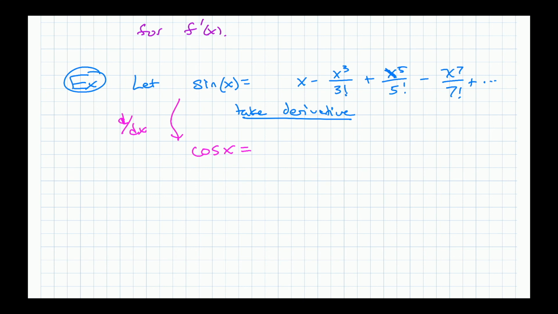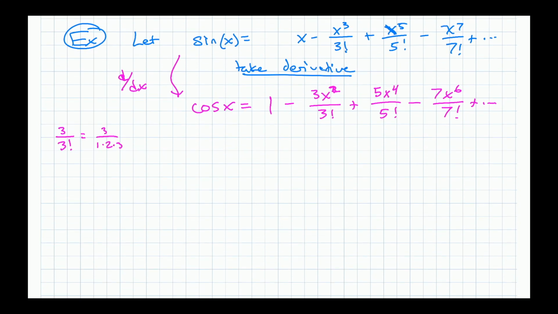So the derivative of x is 1. The derivative of x cubed is 3x squared over 3 factorial. The derivative of x to the 5th is 5x to the 4th over 5 factorial. 7x to the 6th over 7 factorial plus dot dot dot. But you can simplify these because, for example, 3 over 3 factorial is 3 over 1 times 2 times 3. But 3 over 1 times 2 times 3 is actually 1 over 1 times 2, right? Because you can cancel the 3's. And that's just 1 over 2 factorial. So the point is 3 over 3 factorial is 1 over 2 factorial.